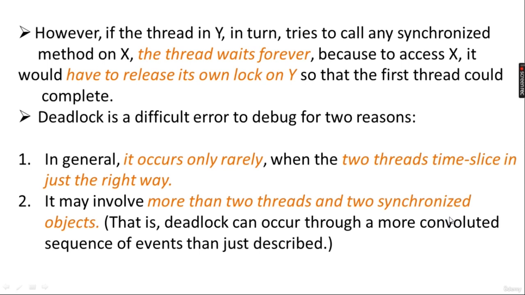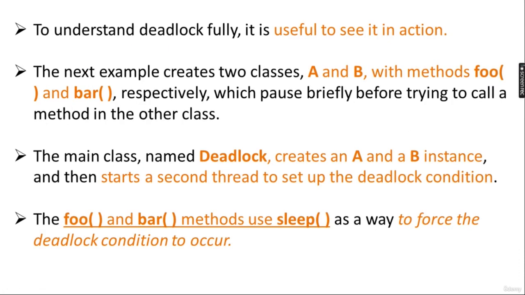It may involve more than two threads and two synchronized objects. When there are only two threads and two synchronized objects, it is still okay to debug, but that is not the case all the time. Deadlock can occur through a more convoluted sequence of events than just described. So we will see an example.